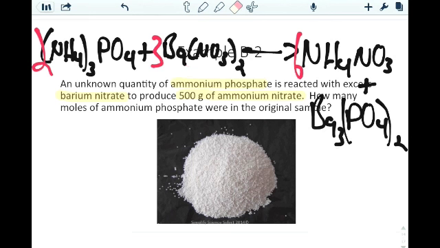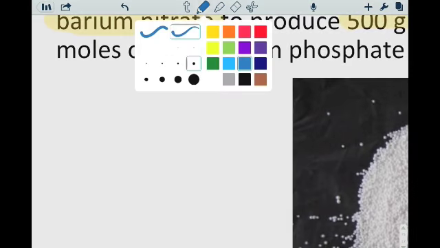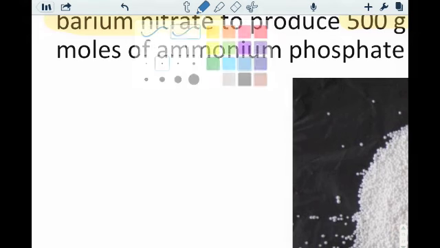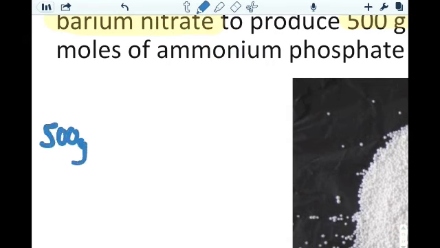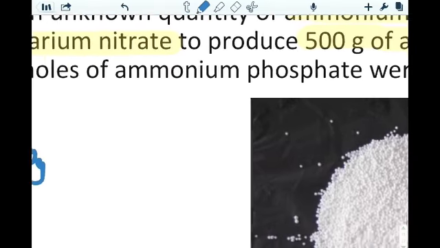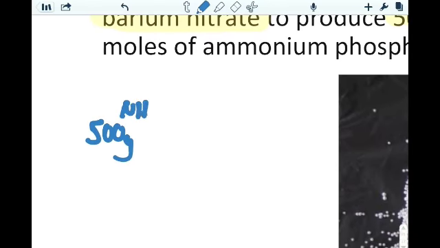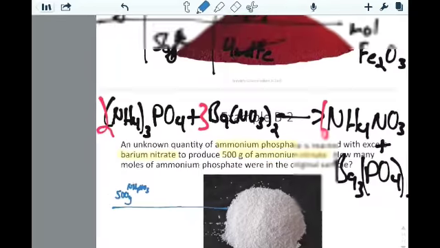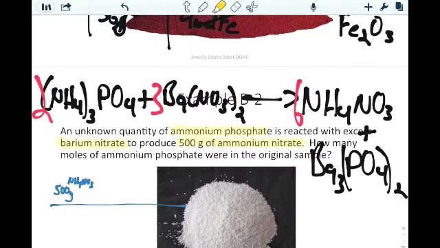So let's look at what we're starting with. In the problem, we're starting with 500 grams of ammonium nitrate, NH4NO3. That's what we're starting with. Okay, so let's look at the rest of the problem. We know we're starting with that, and we want to figure out how many moles of ammonium phosphate were originally in the sample.